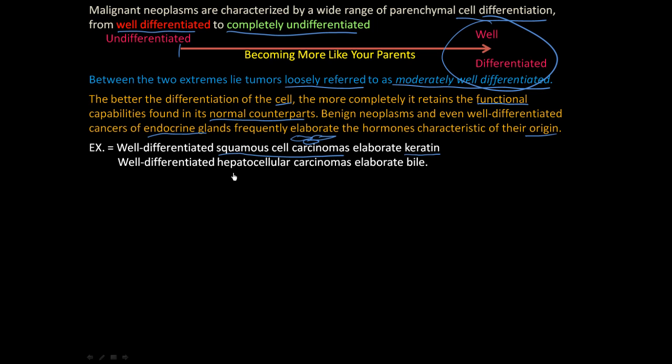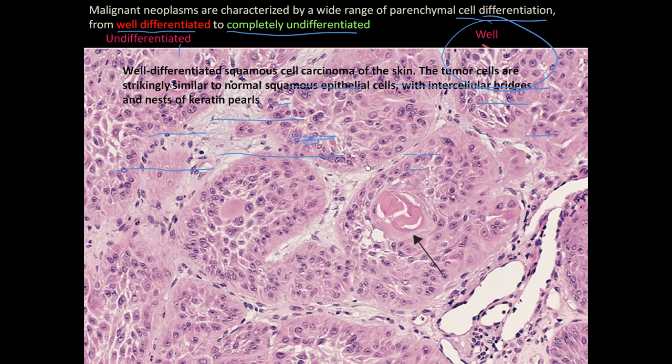A well-differentiated hepatocellular carcinoma elaborates bile. So you got some cell that is secreting bile. Well, that's what it's supposed to do. So you classify it as well-differentiated. So here we have a well-differentiated squamous cell carcinoma of the skin. The tumor cells are strikingly similar to the normal squamous cell epithelium, with cellular bridges and nests of keratin pearls.